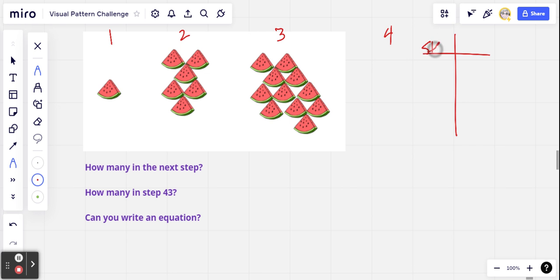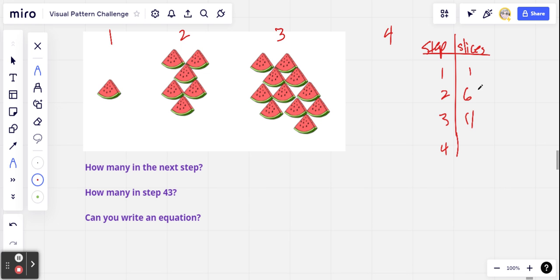So I'll make a chart with the step number and the number of slices of watermelon. So in step 1, we have 1. In step 2, that's 6. Okay. And in step 3, let's count this carefully. 1, 2, 3, 4, 5, 6, 7, 8, 9, 10, 11. And then we'll make room for step 4 here.